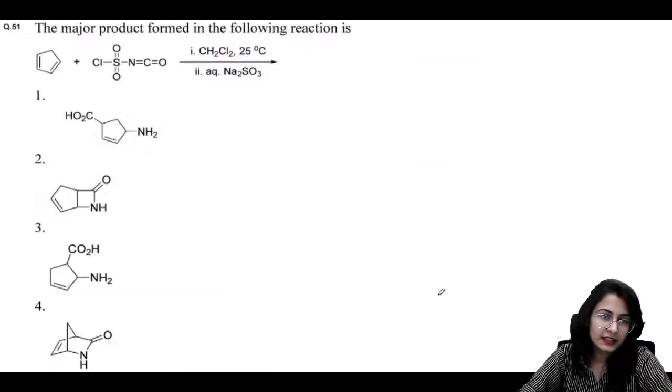Chalo, moving onwards. Another very simple question. Major product formed in the following reaction.